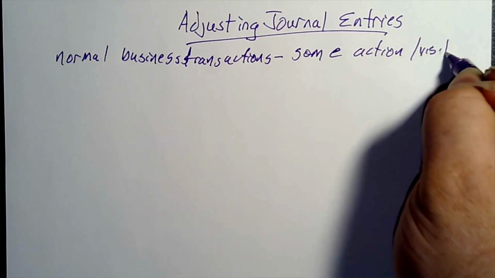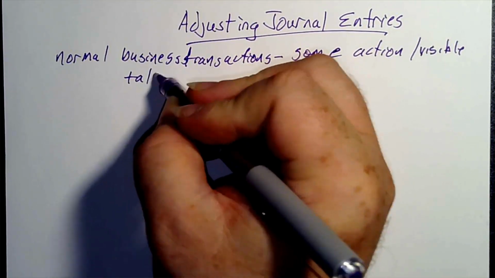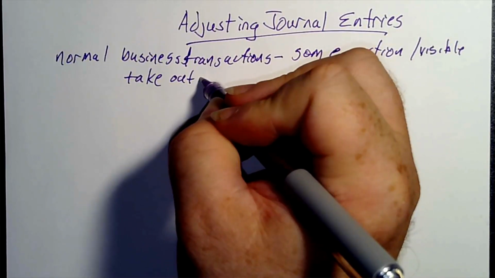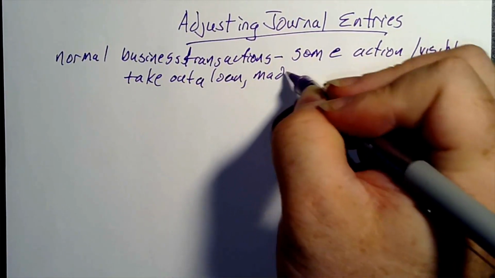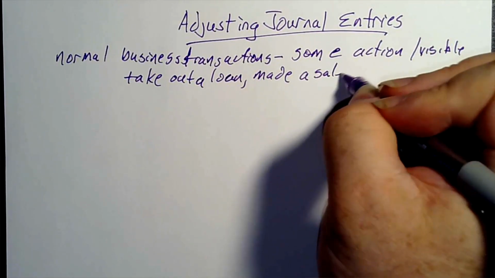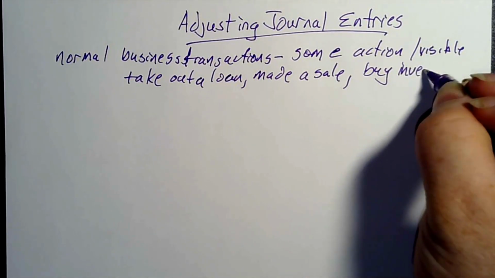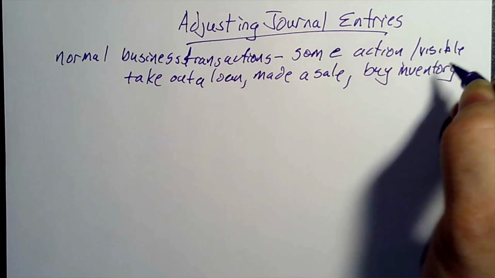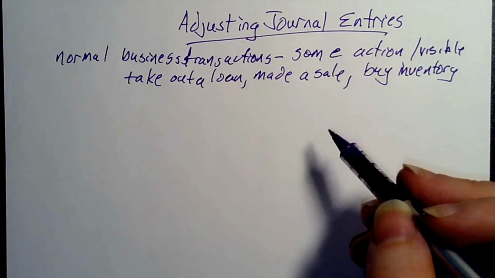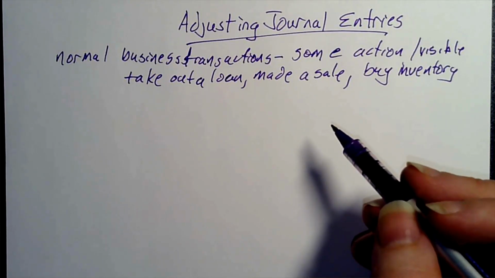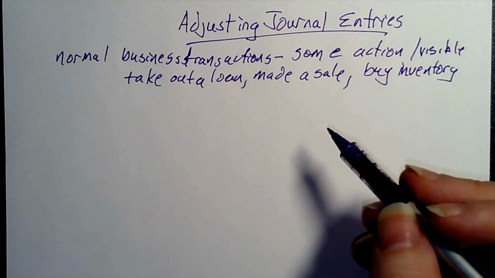Those are going to be things like we took out a loan. We made a sale. We bought inventory. And you can see this is where someone in the company is doing something. They're interacting with a loan officer, or with a customer or a vendor. Something's going on. There's some paperwork trail. There's something being generated, and there is some sort of visible action.